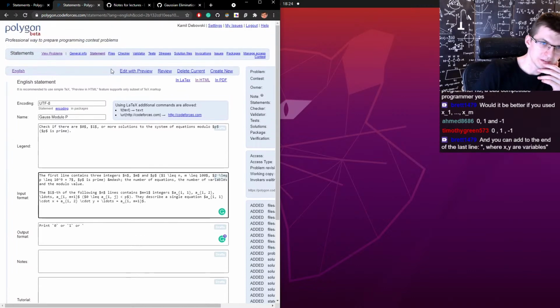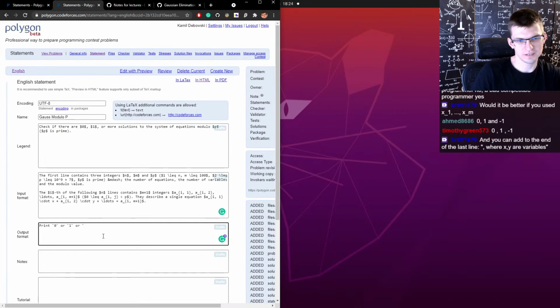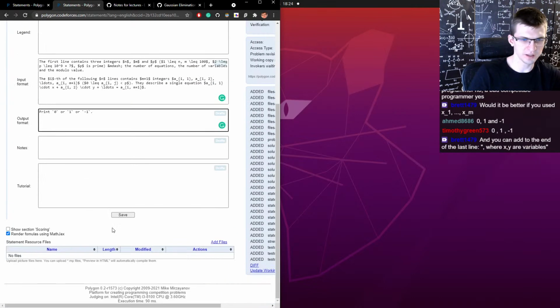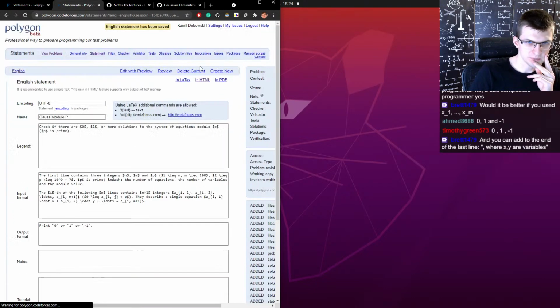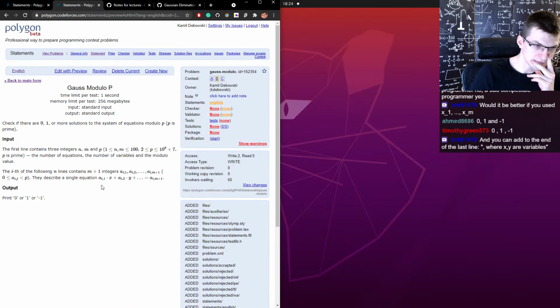Maybe. But isn't that obvious? Print 0 or 1, or do you think -1? Then of course I need to explain that -1 corresponds to a lot. I thought that it will format it in some way.